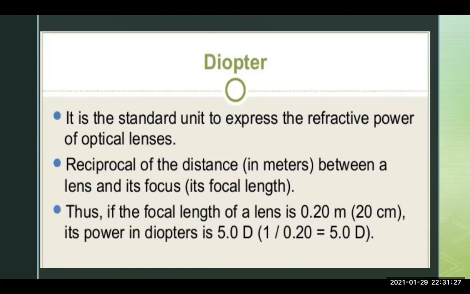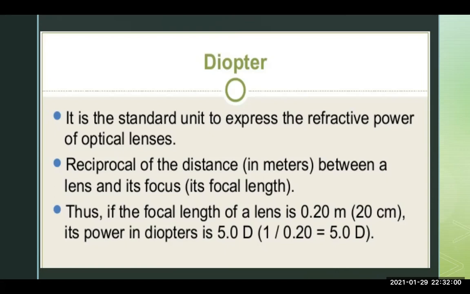Diopter is the standard unit to express the refractive power of optical lenses. This is an introduction for some terms which may be used during the presentation regarding the errors of refraction. So the diopter is the standard unit to express the refractive power of optical lenses. Whatever the sign, a myopic, hyperopic, astigmatic, is called minus 3 diopters, plus 3 diopters, and so on.